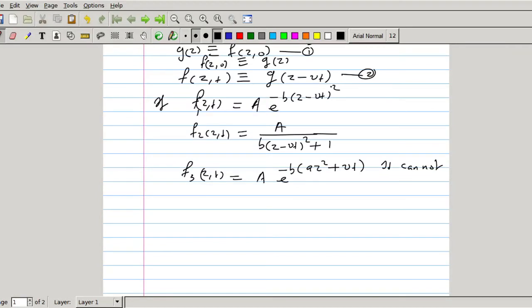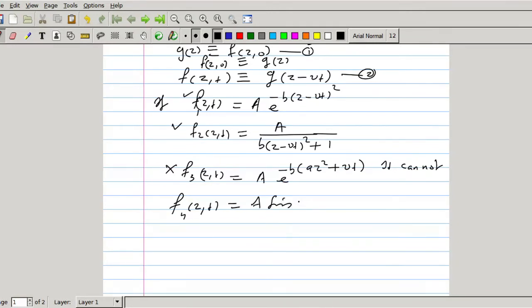If it is a function of z minus vt, then it can be a wave equation. It can be (z minus vt) the whole square, or you can have sine of (z minus vt) or cosine of (z minus vt). All these are traveling waves. If you have a function, this is not a wave equation, this can be a wave equation, this also can be a wave equation.